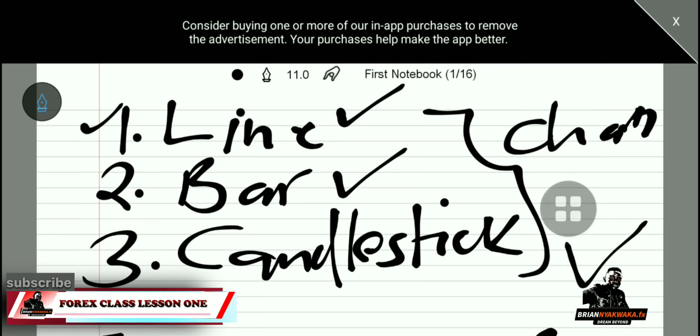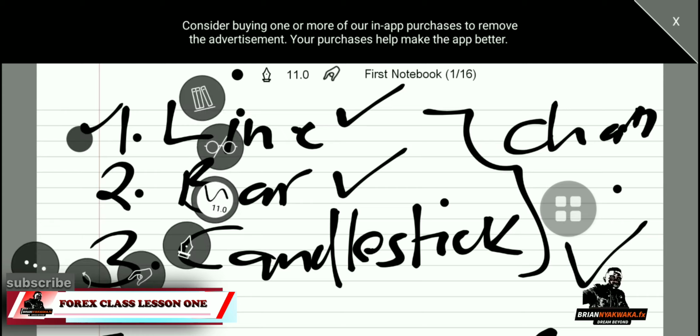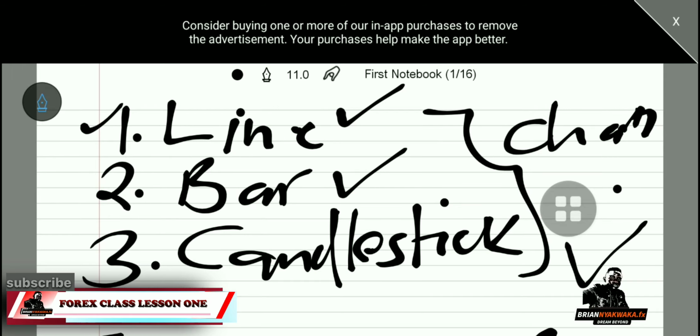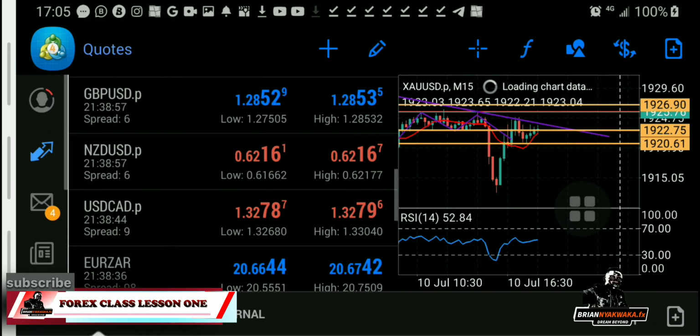So I would not choose for you which kind of chart that you're supposed to use, but instead from your own understanding and your own research, you're the one who is going to decide whether to use line chart, bar chart, or candlestick chart. So I'm going to start by defining or showing you what a candlestick chart looks like. So we have candlestick chart, we have line chart.